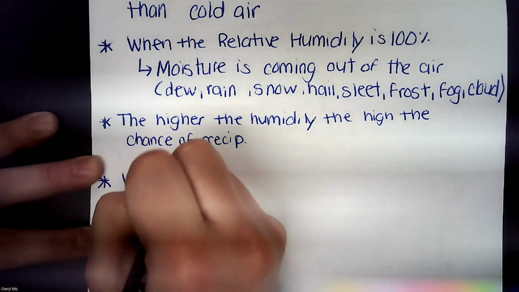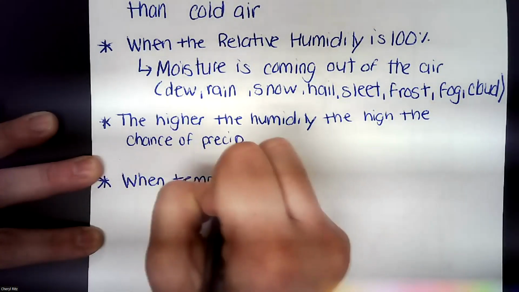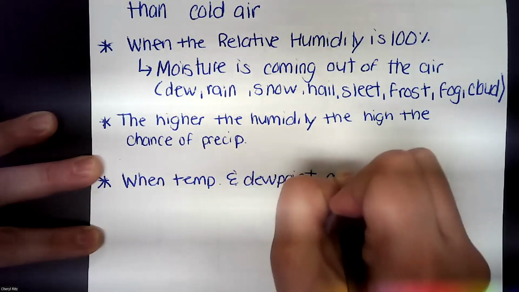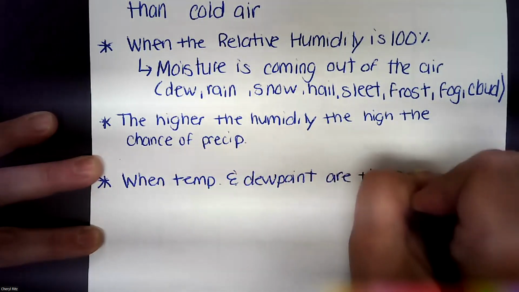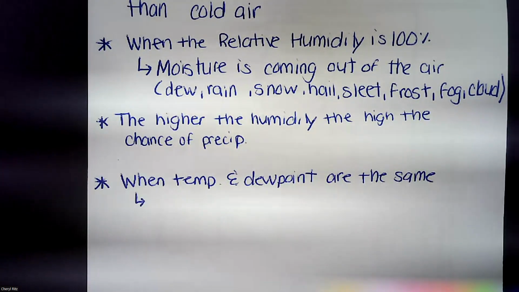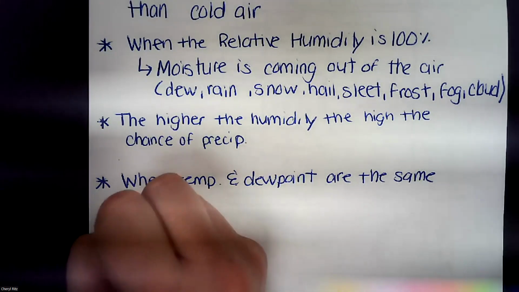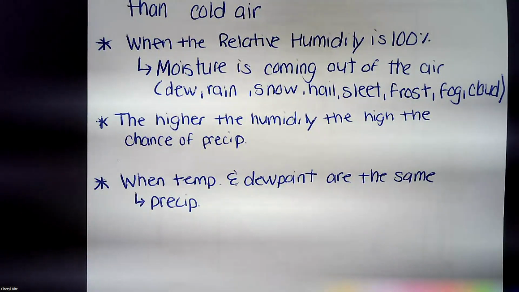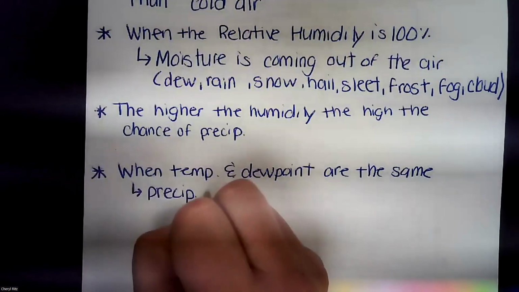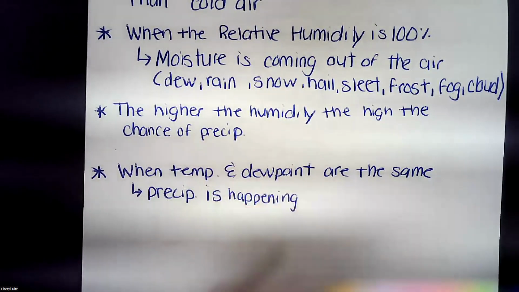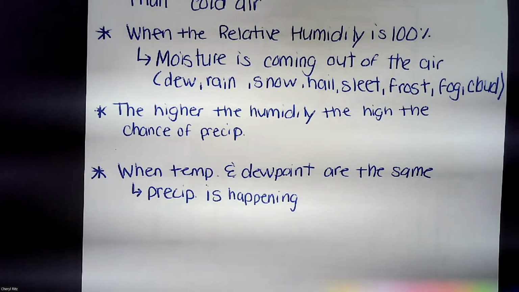When temperature and dew point are the same, what happens? It will be very humid. So, precip, are you guys good if I abbreviate precip? If you're not, spell it out. Okay, well then you spell it out, Jeff. So precipitation is happening. And if precipitation is happening, what's the relative humidity? 100.